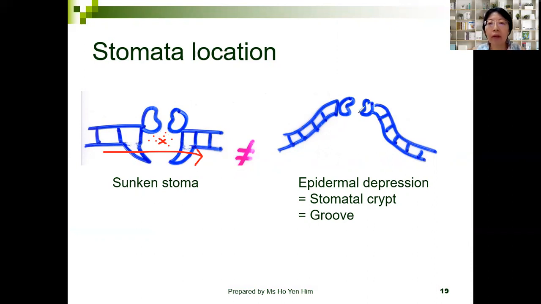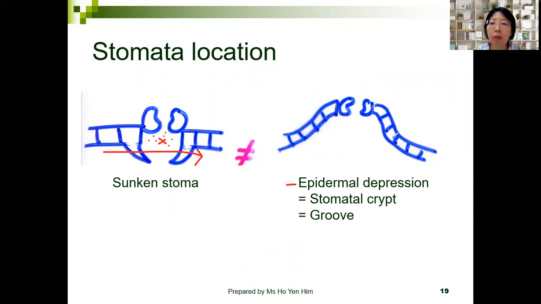Now, in this case, you cannot say this is sunken stoma on the right side because you see the guard cell is at the same level as the epidermal cells. So the stoma is also at the same level as the epidermal cells. So this is not sunken. But what is sunken is actually the epidermis. The epidermis is the one that is going inwards. So this is called epidermal depression. You see that suddenly there's a depression inwards of the epidermis.